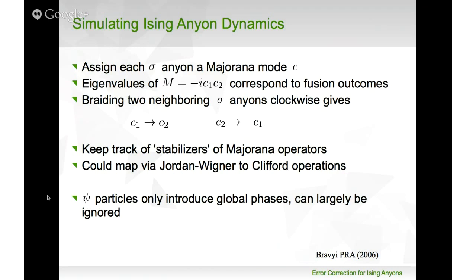To each sigma particle, I can associate a mode operator, C. Okay, this is a Majorana mode. If you don't know what a Majorana fermion is, it doesn't actually matter. The point is that the eigenvalues of products of these guys give you, according to this formula, if I have two sigma particles, sigma 1 and sigma 2, with Majorana mode operators C1 and C2, then this operator M, its eigenvalues correspond to the fusion outcomes that I would get, the vacuum and the psi.